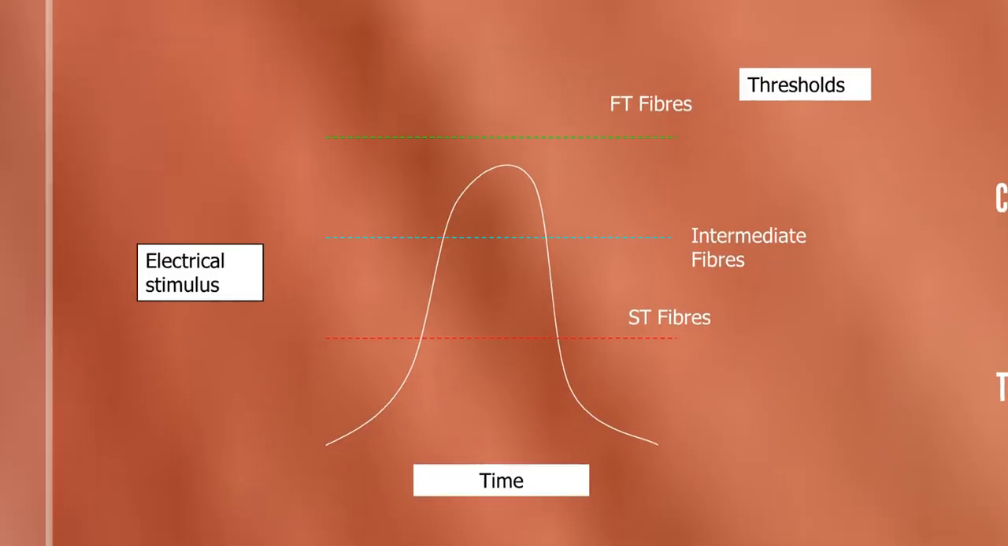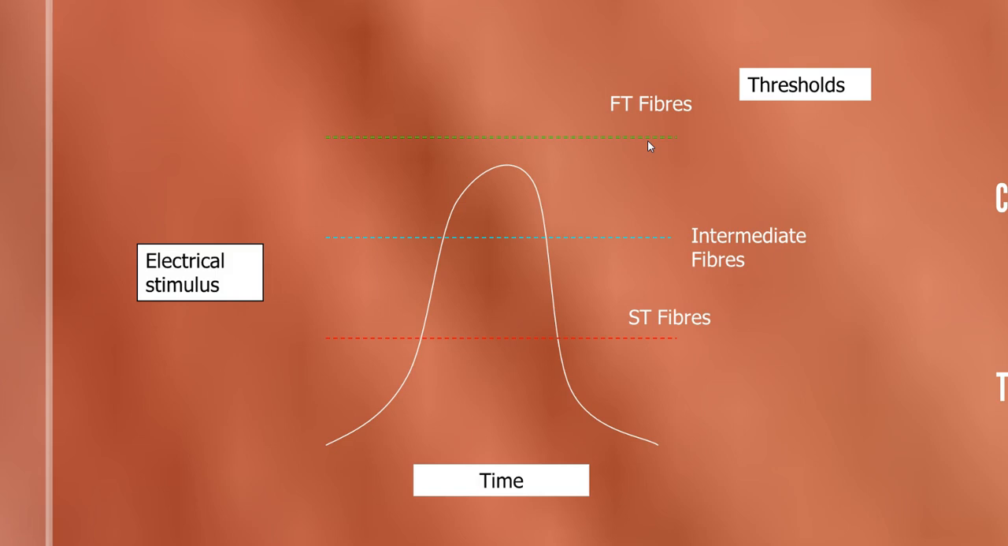So this little picture here sort of illustrates a fiber twitch, if you like. This is the electrical stimulus that is coming down to fire the motor unit. And what we'll notice is that slow twitch fibers, and this is very simplified obviously, have the lowest threshold. The intermediate fibers, which we'll learn about soon, have sort of a middle threshold here, and then the highest threshold, the most electricity required to fire the fiber, comes in the fast twitch fibers.